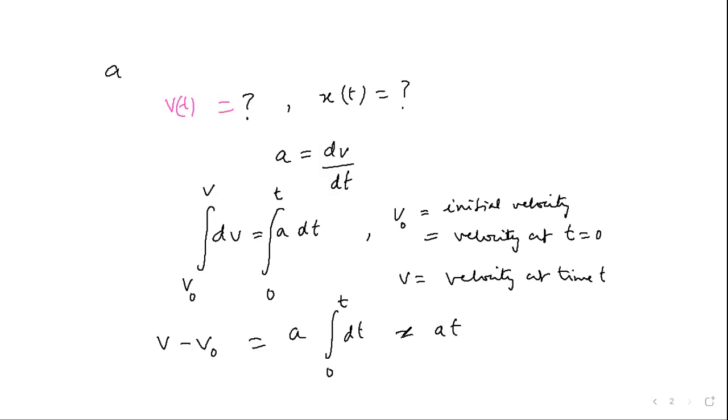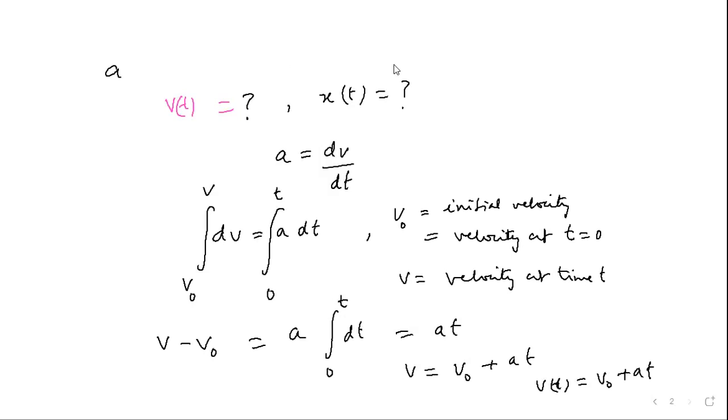So we got the relation v is equal to v0 plus, so v minus v0. Then I take v0 to the right hand side. So v is equal to v0 plus at. Or sometimes we write v of t, because it is a function of time, is equal to v naught plus at. This is my velocity time function.